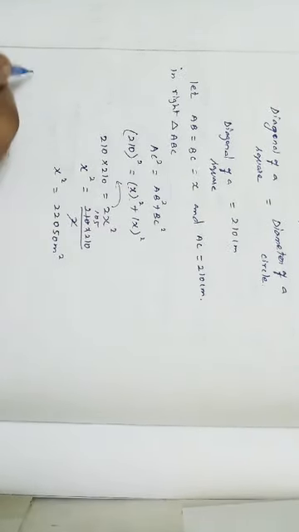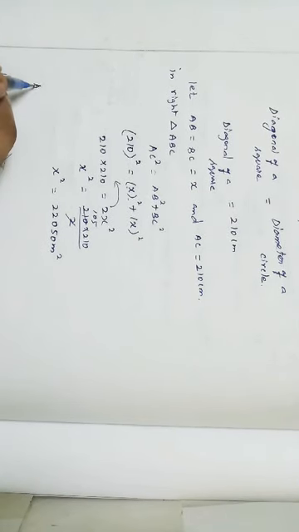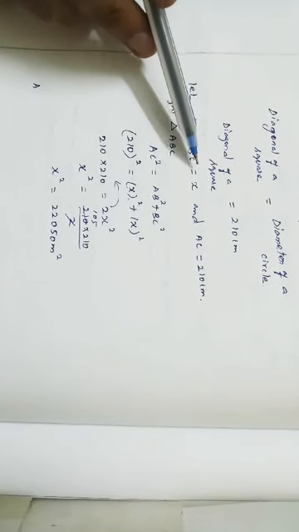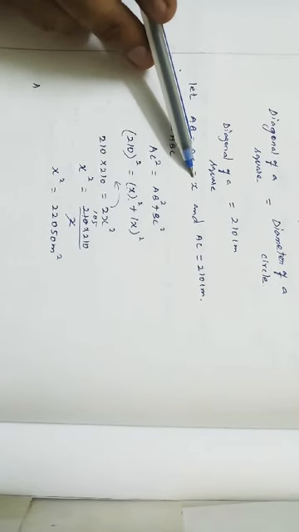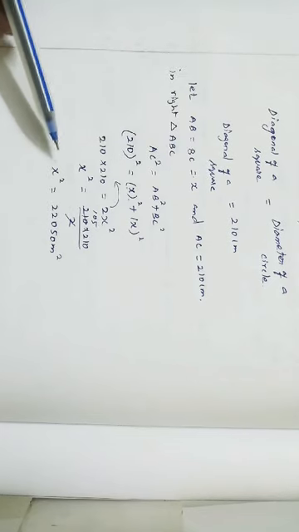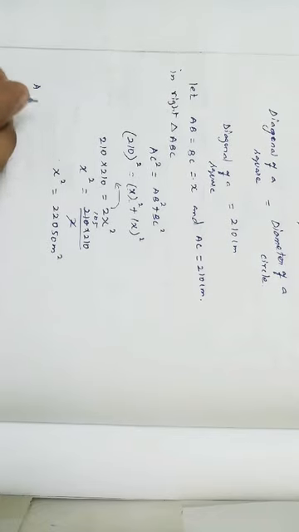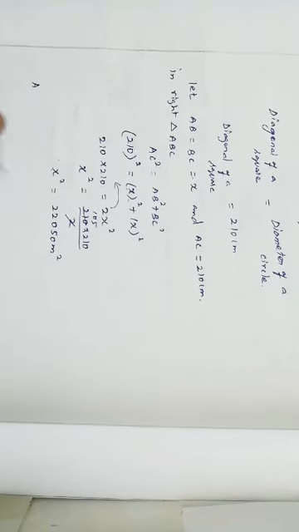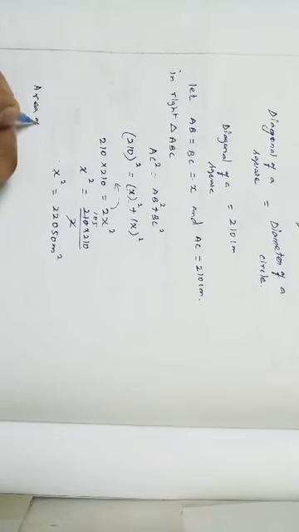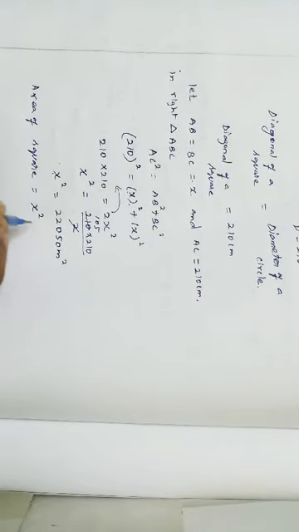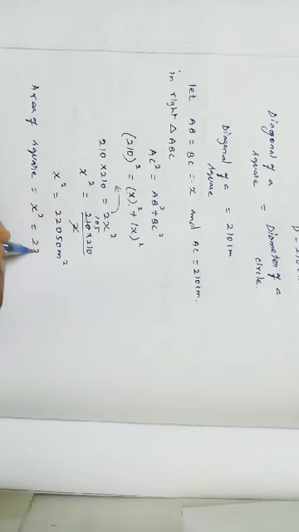Already we have assumed the side of the square is equal to x. So the area of a square is x into x, that is x squared. You don't need to find it again, you can directly find it. The side of a square is x, then the area of the square is x square. We have already found the value of x square, that is 22,050 meters square.